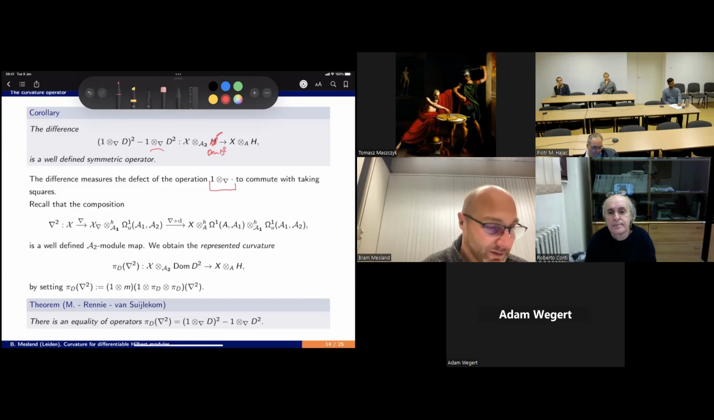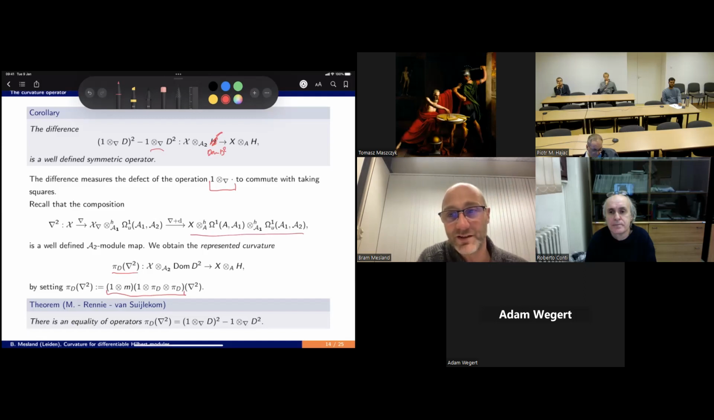Now, as I said before, the composition of nabla with itself is well defined, and it's an A2 module map, so we can represent it, where I use the shorthand pi d of nabla squared for its whole composition. So we first take nabla squared in the line here, then we see that one tensor pi d is defined on this tensor product here.